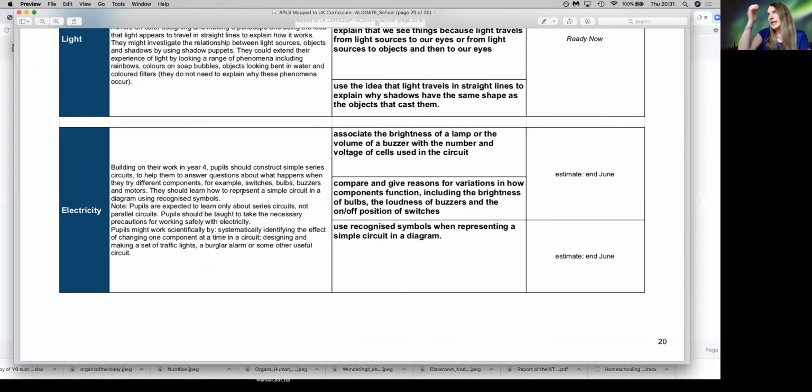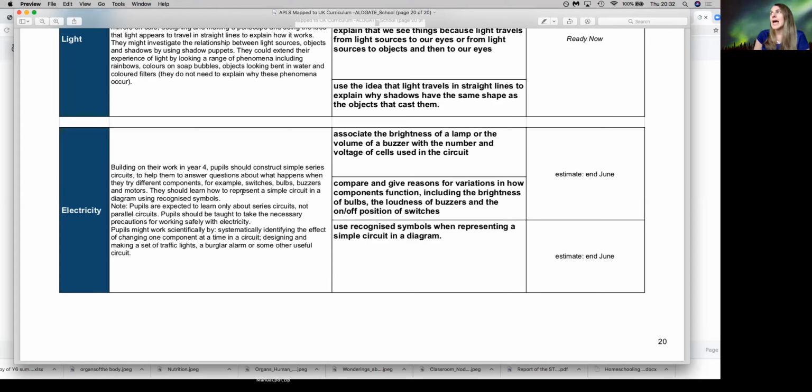So if we look here, we talked a little bit about the way that a simple circuit has been represented in year 4, but then they go on to look at series circuits and parallel circuits. So it's that comparison, which is a little bit of a higher level at year 6.